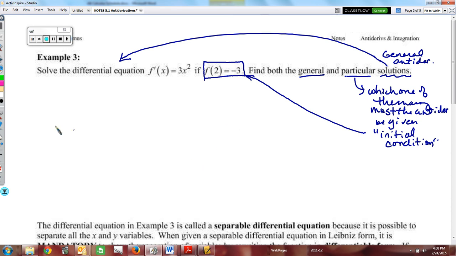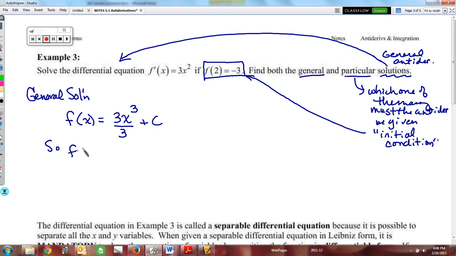So to start out, you always find the general solution. Your general solution, aka your general antiderivative, you just take the antiderivative. You find f of x, again notation, this is f prime, so I'm going to use little f. The power function, so I take my power and I add 1. I divide by that power, and I bring my constant, plus c.